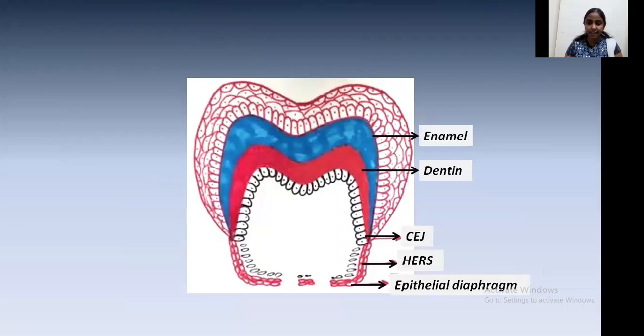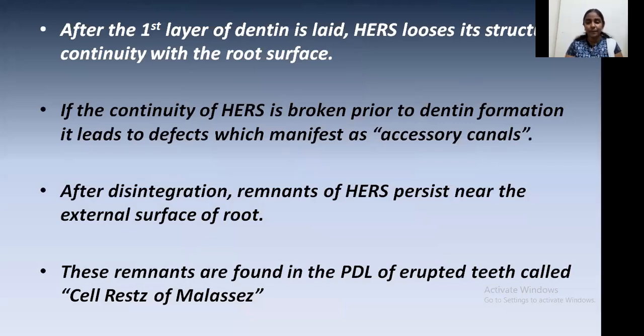In the same image again, you can appreciate the Hertwig's epithelial root sheath proliferating vertically downwards to form the epithelial diaphragm, after which it further proliferates downwards. After the first layer of dentin is laid, Hertwig's epithelial root sheath loses its structural continuity with the root surface. If the continuity of HERS, Hertwig's epithelial root sheath, is broken prior to dentin formation, it leads to formation of accessory canals.